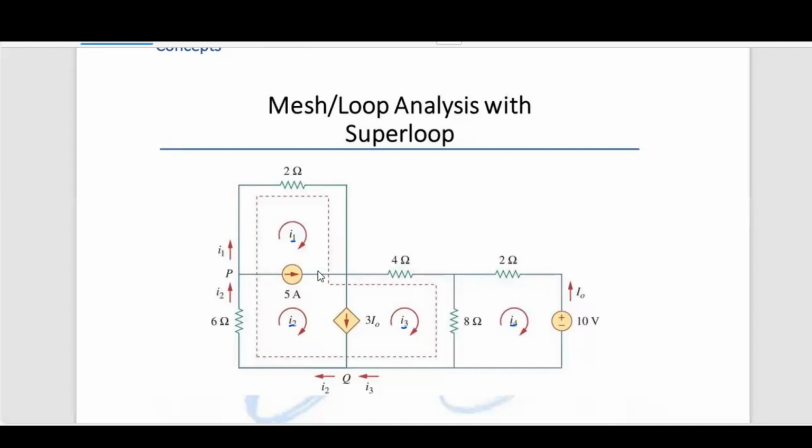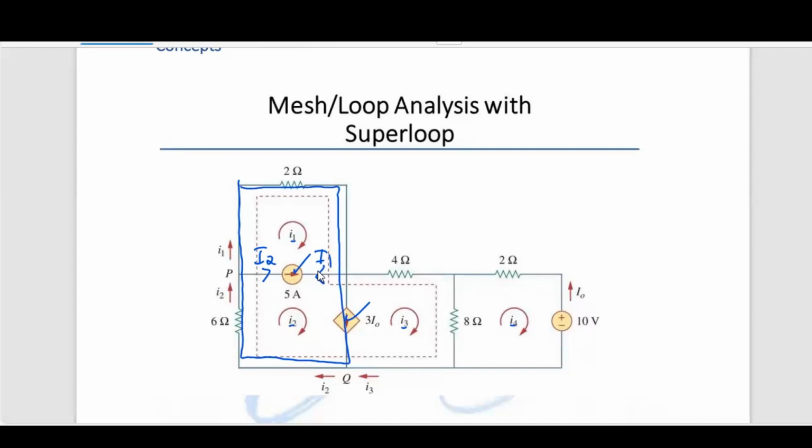So basically how we just do it, you look for all the current sources. So you have a current source here, you have a current source here. Yeah? So you need to look to see if it is joining or in between two loops. Alright, so you notice for this current source, I1 here, and then I2 will be here. So therefore, this entire thing here, you have a super loop.